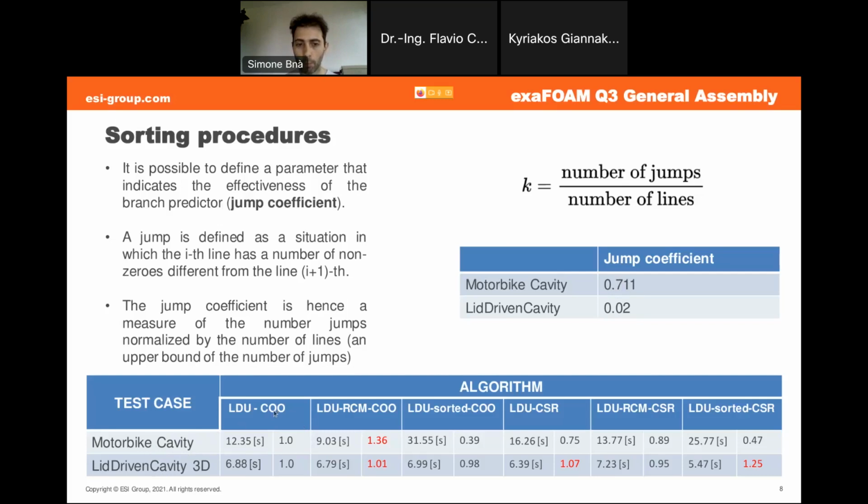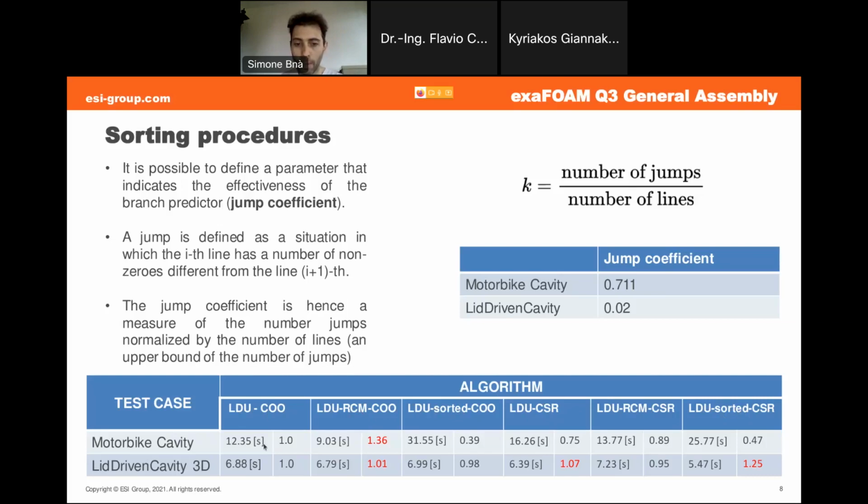Then we ran the two cases using six different sparsity patterns: the variant implemented in OpenFOAM, which is called here, for the sake of brevity, LDUCO; the RCM permutation of LDUCO; the LDU sorted by the number of values per row; and then LDU CSC CSR, the same with RCM permutation, and the variant sorted with respect to the number of non-zeros per row.